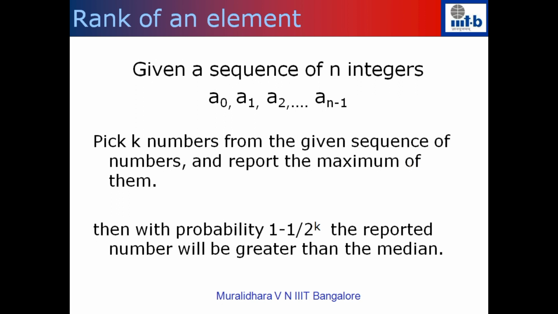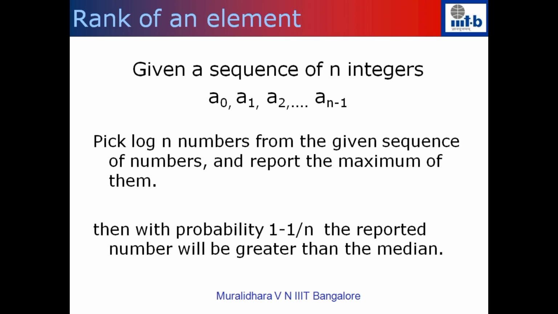Now let's plug in the value of k equal to log of n. Then I will be picking log n numbers uniformly at random, and the probability that the maximum will be greater than the median is 1 minus 1 by n. So if n is as large as a million, then with probability 1 minus 1 by 10 to the power 6, the number that I am reporting will be greater than the median.